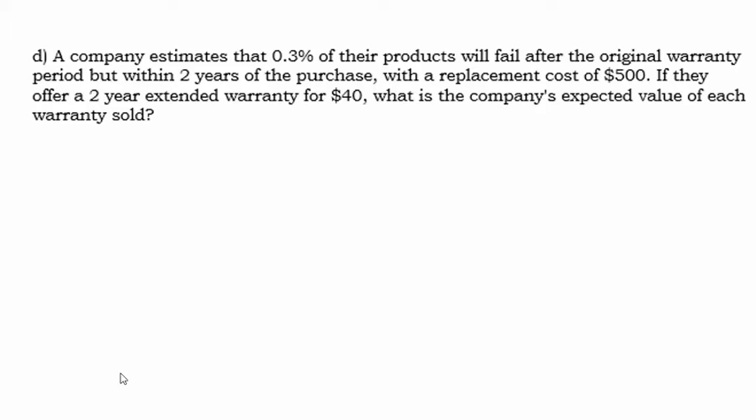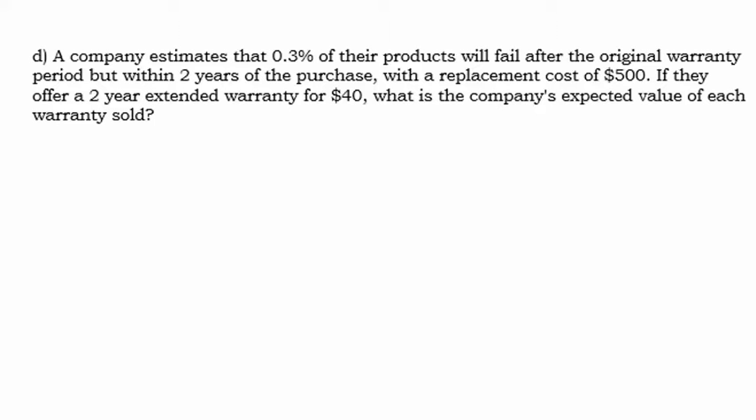All right, let's look at this last example, which is another great example of a real-life application of expected value. A company estimates that 0.3% of their product will fail after the original warranty period, but within 2 years of purchase, with a replacement cost of $500. If they offer a 2-year extended warranty for $40, what is the company's expected value of each warranty sold?